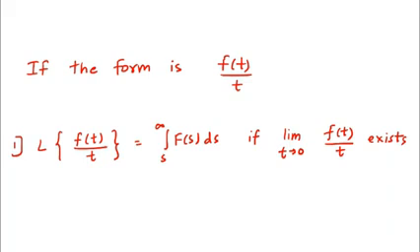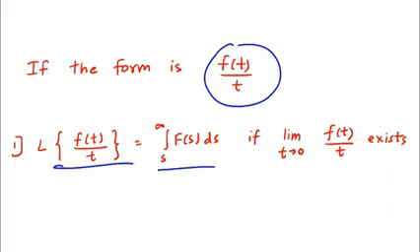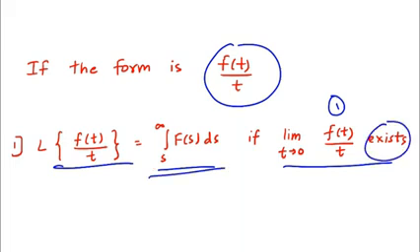In this video, we are going to see the form f of t upon t. If the given question is f of t upon t format, then the Laplace of that function is equal to integral s to infinity capital F of s ds if limit t tends to 0 f of t upon t exists. So first you have to check whether the limit exists or not. If it is not existing, then you will not get the answer, but if it exists, then you can say that the answer is this integral s to infinity capital F of s ds.